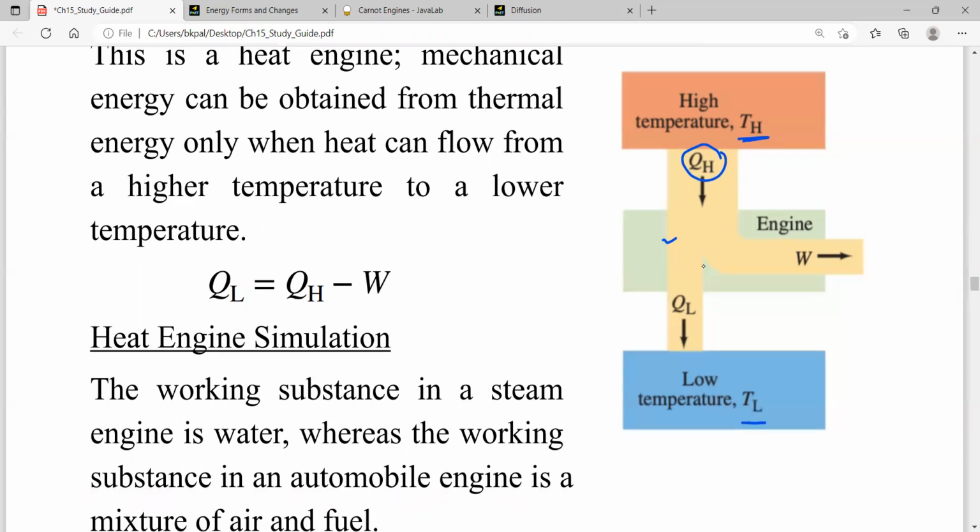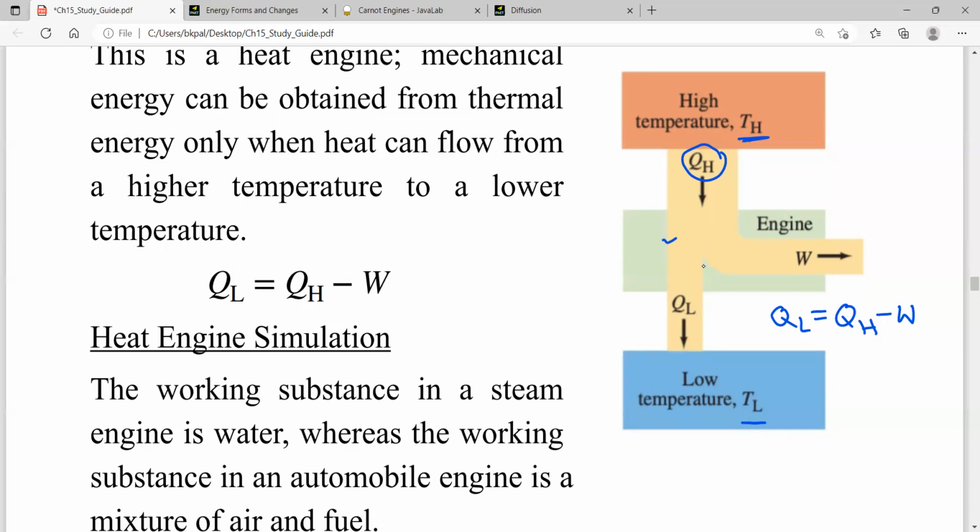Okay, so some of the heat actually does work on the surroundings, and the rest is exhausted in the low temperature reservoir. So how much heat energy is exhausted? That is equal to QH, the added heat, minus the work done. This is the relation between QH, QL, and work done in a heat engine.